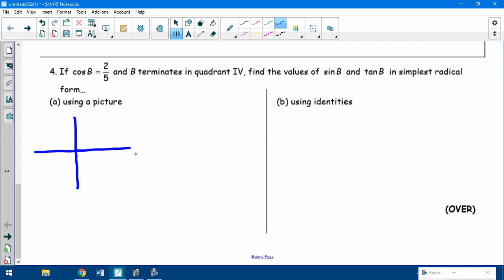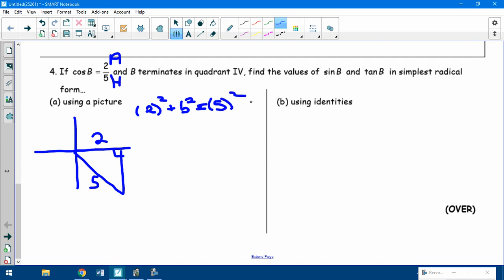They tell me it's in quadrant 4. So here's a triangle in quadrant 4. And if cosine is 2/5, then the adjacent side is 2 and the hypotenuse is 5. 2, 5. So how do I get the other side? Pythag. So 2 squared plus b squared equals 5 squared, which means 4 plus b squared equals 25. B squared is 21. Take the square root.